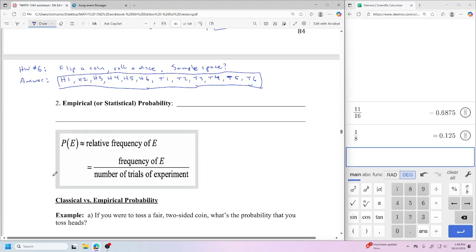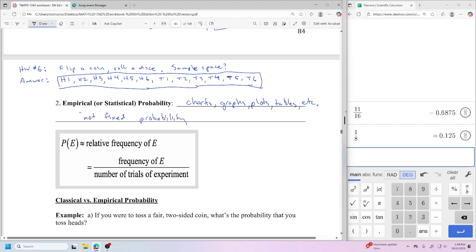So part 2, empirical probability. Let me give you the Chad definition because I think it's going to be way easier that way. I call this stuff, we're going to be looking at charts, at graphs, at plots, at tables, etc. You're going to be seeing a lot of numbers like this. I would say the best way is a not fixed probability. So this is different than coins, cards, dice. This is different than that.